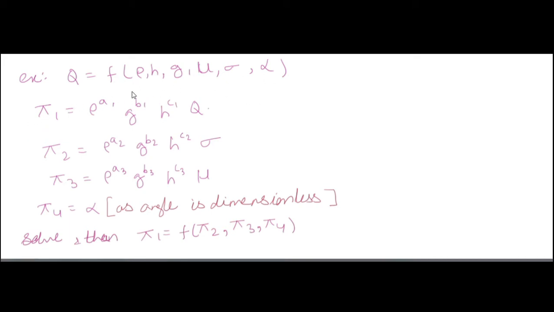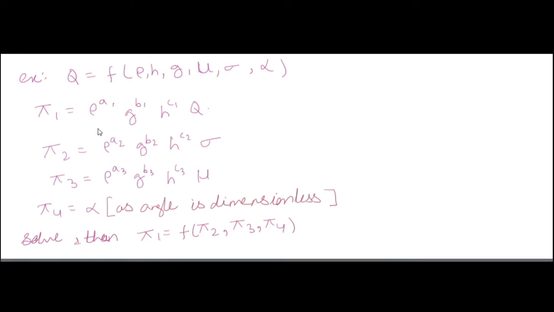The number of n quantities is 7: 1, 2, 3, 4, 5, 6, and this Q is also there. So we have 7 quantities, and these 7 quantities involve three fundamental quantities. So we will have 7 minus 3 is equal to 4 dimensionless terms. Pi 1, pi 2, pi 3 and pi 4 are the dimensionless terms.